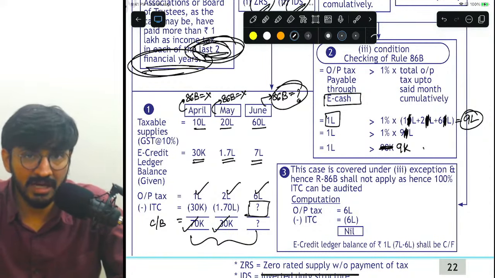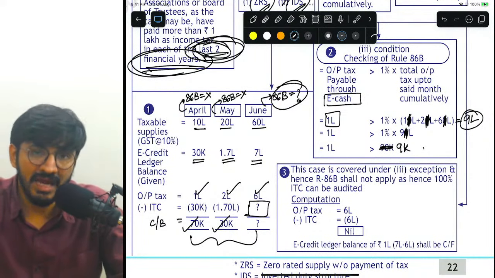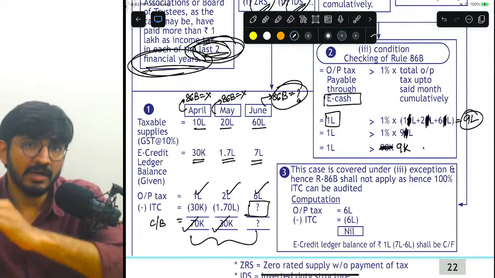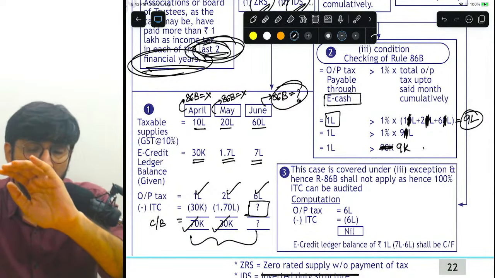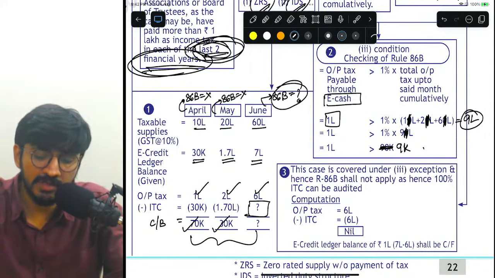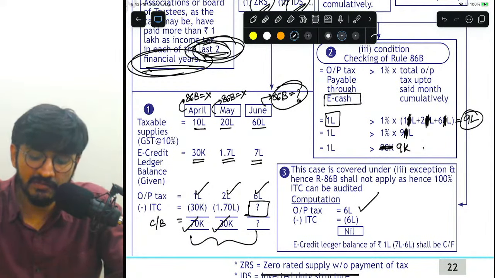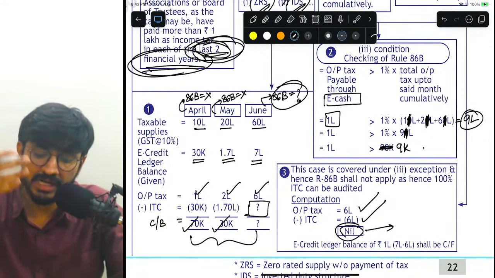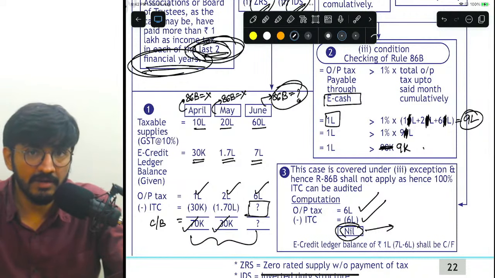So is 1 lakh more than 9,000? Yes. In that case, I have paid enough tax through the e-cash ledger, and which is why in this case I will be covered under the exception of 86B, and hence 86B shall not apply. And which is why my output tax is 6 lakhs. My ITC will also be 100%. 100% I can use it, and thereby that will amount to nil tax liability. Is that very clear, my dear friends?